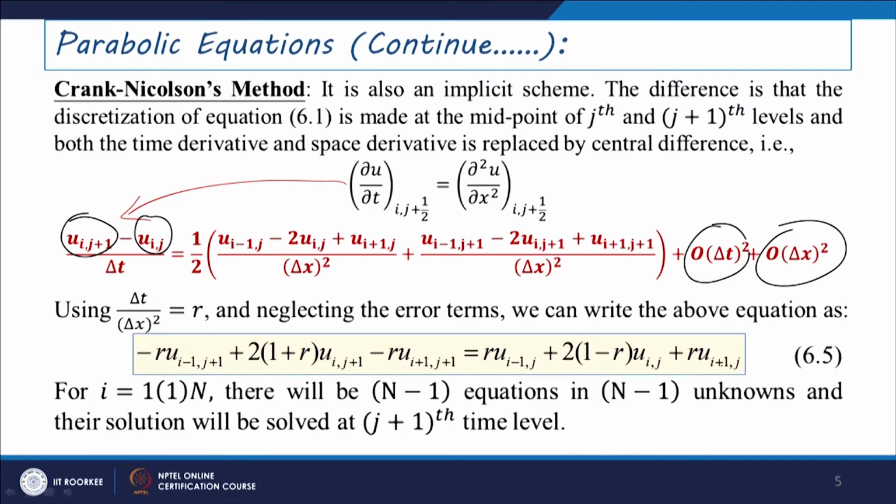So, this equation set will vary from i equals 1 to n. Hence there will be n minus 1 equations with n minus 1 unknowns, and their solution will be solved at the j plus 1th level.